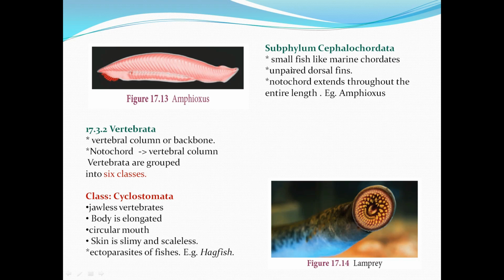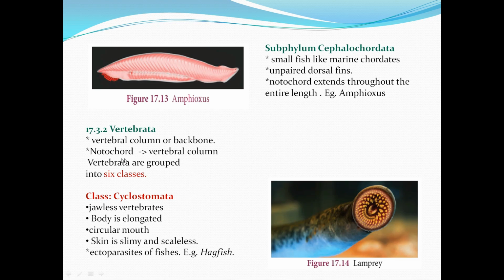These organisms are small fish-like marine chordates, and they have unpaired dorsal fins. You know what fins are? Fins are present in the fish for their locomotion. Similarly, these organisms will have an unpaired fin on the dorsal end of the body, and the notochord will extend throughout the entire length of its body. Example, Amphioxus. Next we have Vertebrata. Vertebrata are characterized by the presence of a vertebral column or the backbone.